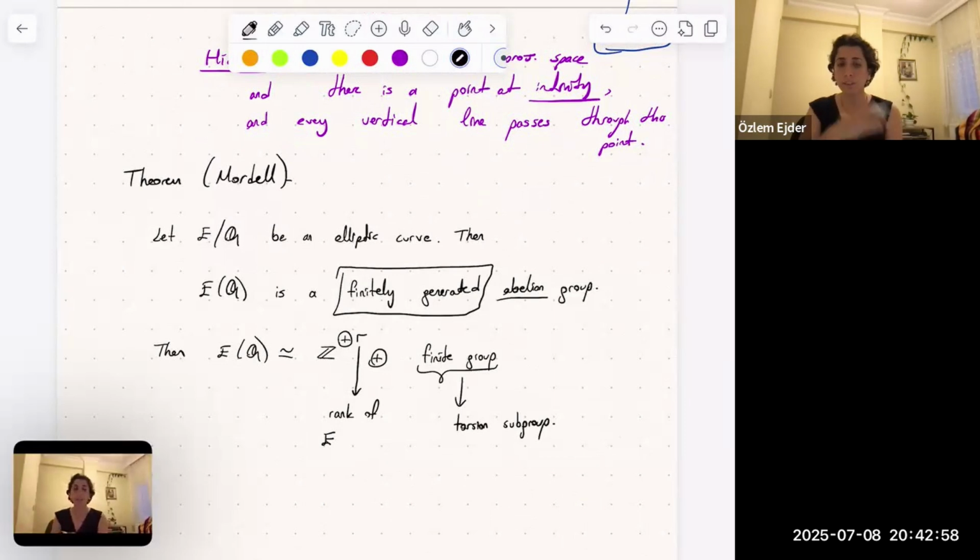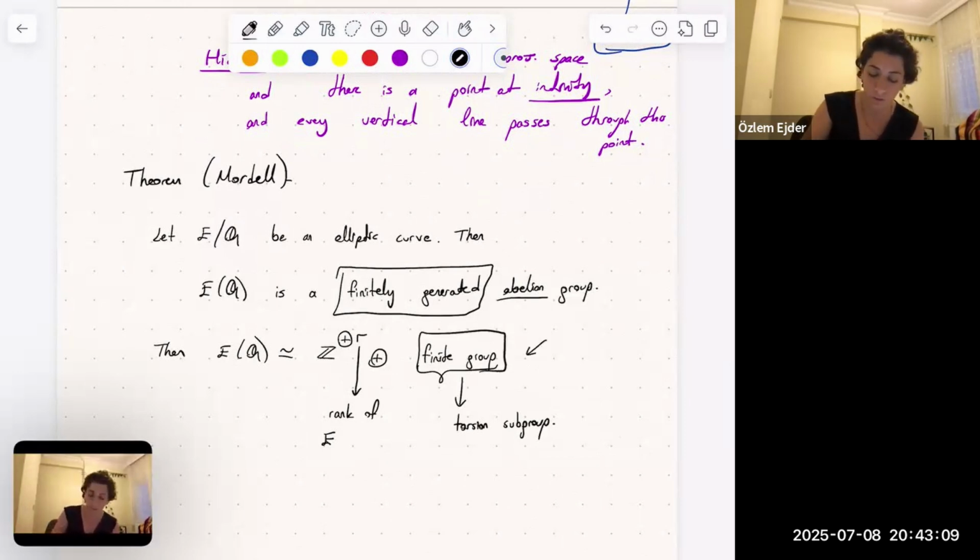Say this is a group. You can have elements of finite order or infinite order. If you have an element of finite order, it lives in this torsion subgroup. So this is the group of points of finite order. They're all in here.